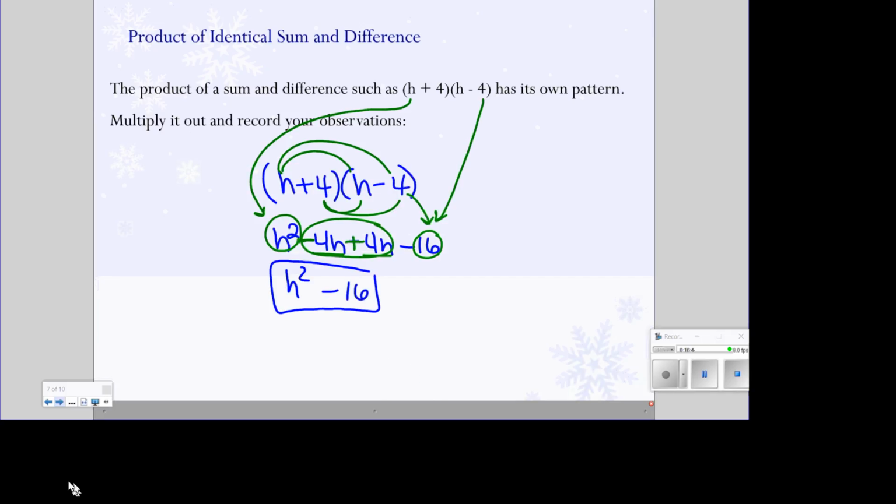So we started out with two binomials that were almost identical except their signs were different, and we ended up with a binomial that was the squares of the parts.